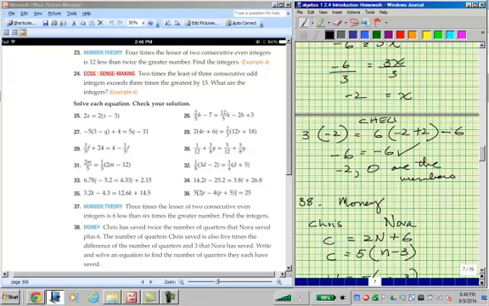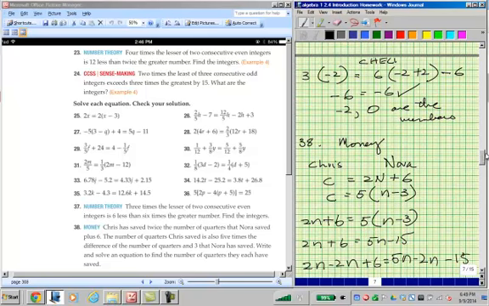Okay, 38, money. Chris has saved twice the number of quarters that Nora saved plus 6, and the number of quarters Chris has saved is also 5 times the difference of the number of quarters and 3 that Nora has saved. All right, so let's untangle this. So we got Chris and Nora, C and N. Chris equals twice the number of quarters that Nora has saved, 2n plus 6. C equals 2n plus 6.